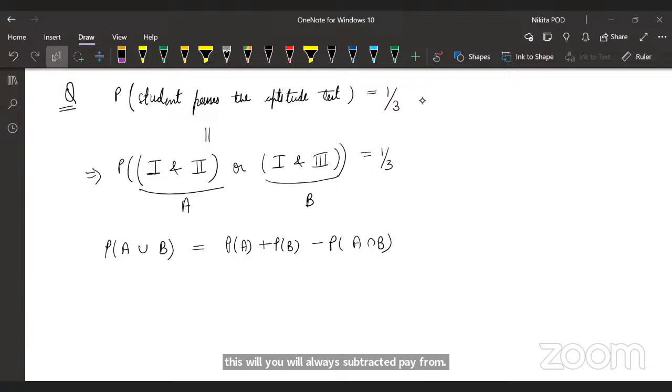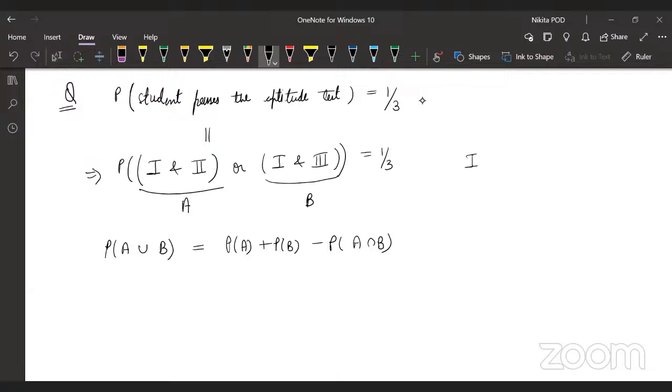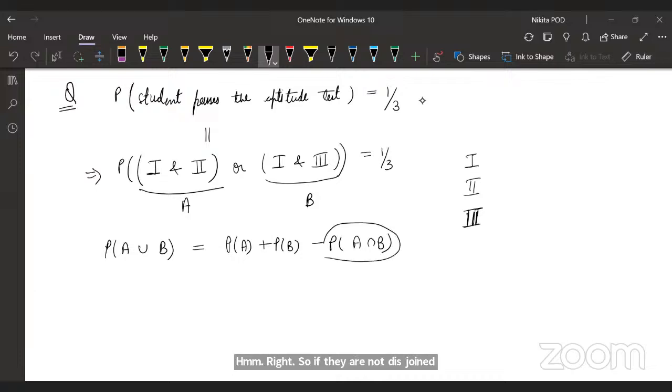It is nowhere given to us that the events A and B are disjoint. Actually, whether they are given or not, A and B are not disjoint because both A and B have section 1. Section 1 is common between both. So if they are not disjoint, you cannot make probability of A intersection B equal to 0. So you need to subtract.